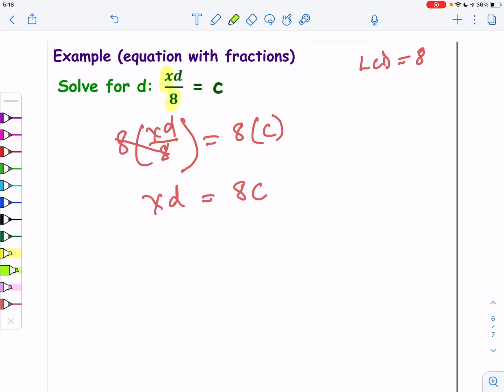Our next task is to get rid of x so you can leave d by itself. Since you're multiplying x times d, you're going to divide by x. Anything you do on the left, you do that on the right. X cancels x. D equals 8c over x. And that cannot be simplified any further. So this is your answer.